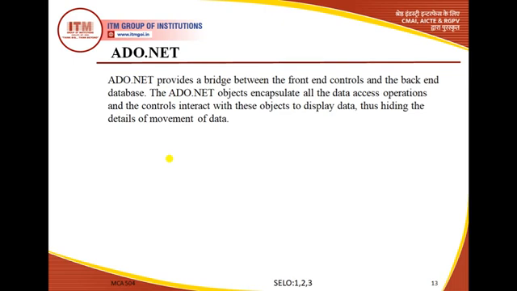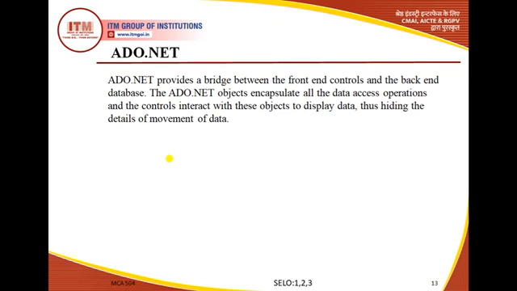ActiveX Data Objects provides a bridge between the front-end controls and the back-end database. There are certain ADO.NET objects which are responsible for encapsulating all the data access operations, whatever data access operations are being done. It also encapsulates those controls which interact with these ADO.NET objects to display the data, thus hiding the details of the movement of data.